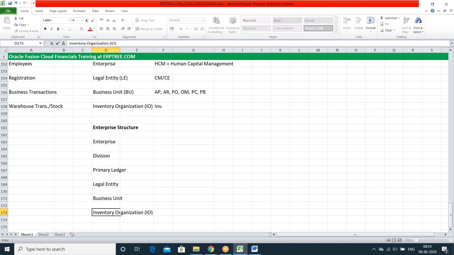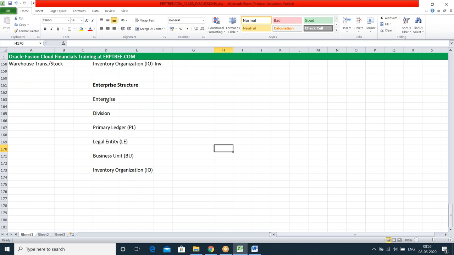Take the short names also. So IO. We call it as BU. Legal entity, the short name is LE. The primary ledger short name is PL. Division, I think as this we have to call. Okay, so this is the enterprise structure. If we are going to do the implementation for any client, the client may do business in one country or multiple countries, doesn't matter, we can have only one enterprise. Only one enterprise. Okay, so if you are going to do implementation for any company, we can have only one enterprise.